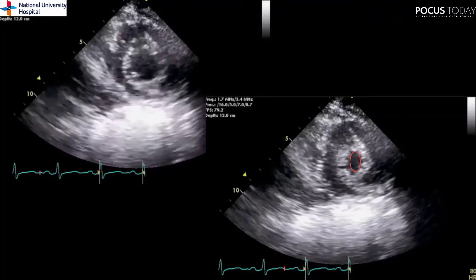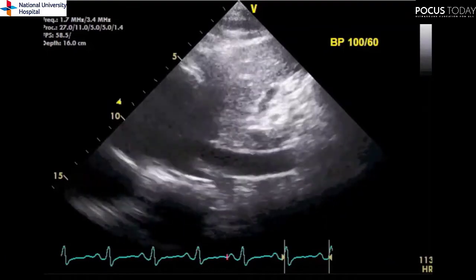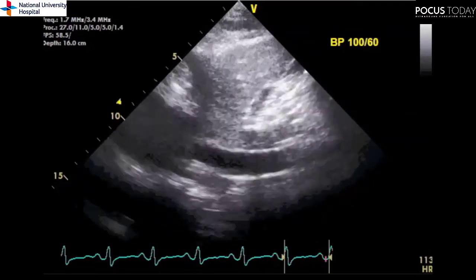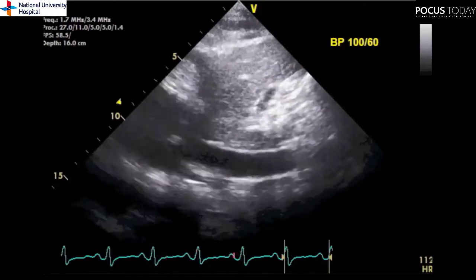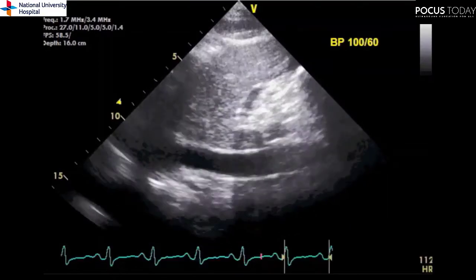When making an assessment of volume status, we can also look at the inferior vena cava. A small caliber IVC with respiratory variation greater than 50% is indicative of hypovolemia. The IVC diameter should be measured 2 cm distal to the RA-IVC junction.